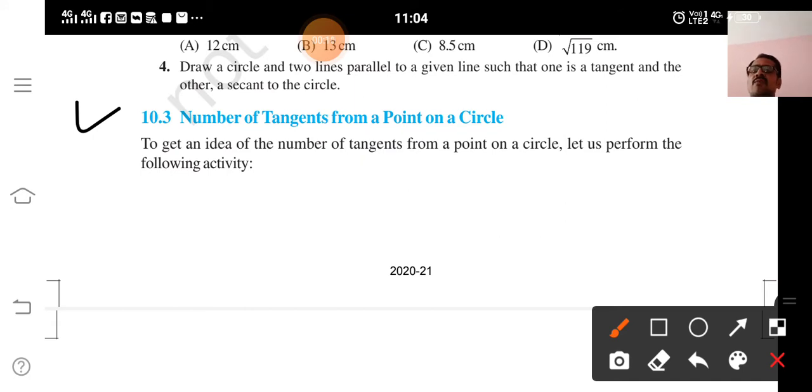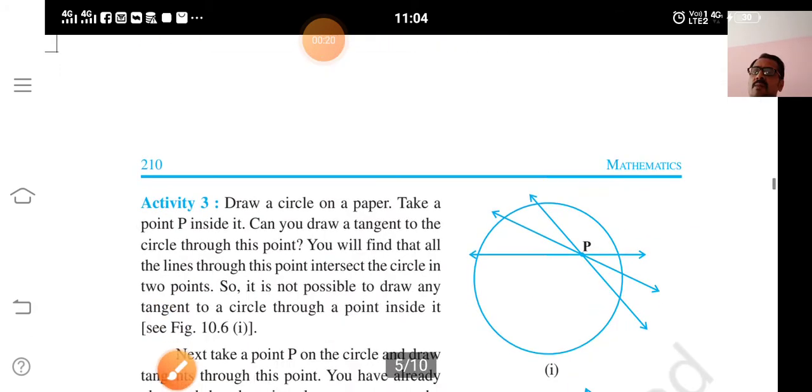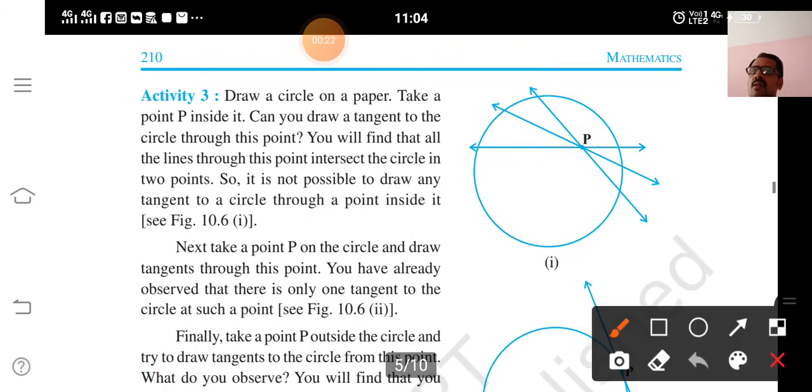10.3 Number of tangents from a point on a circle. To get an idea of the number of tangents from a point on a circle, let us perform the following activity. Draw a circle on a paper, take a point P inside it. Can you draw a tangent to the circle through the point? You will find that all the lines through this point intersect the circle in 2 points. So it is not possible to draw any tangent to a circle through a point inside it.